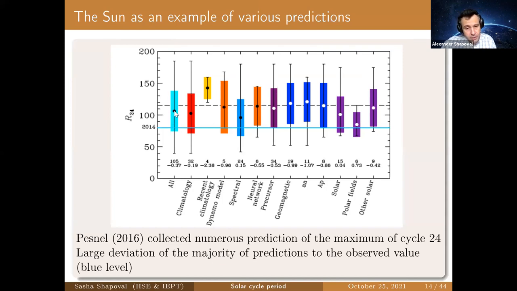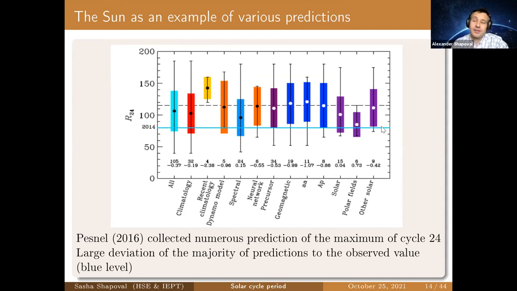And black dots show you the average obtained with each method. The area shows the variation of the prediction, the variation of this black dot, if you allow me such speaking. The black dashed line is the global average, the average of all these predictions. The blue line is the real value. And you see that the majority of predictions are larger than the true value.